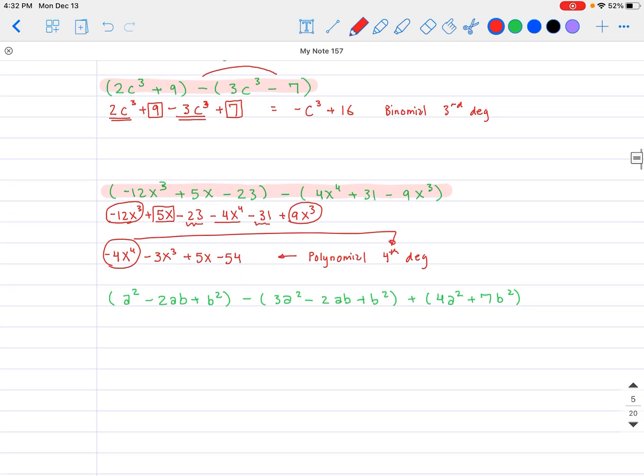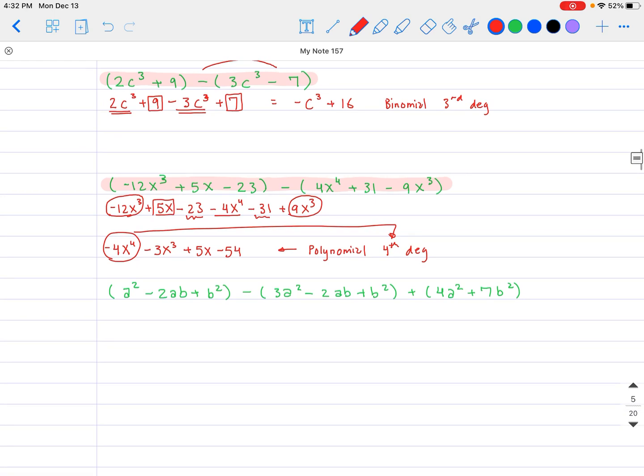Okay. Now for this final last one, we have 3 different expressions that we're going to add and subtract. So, no problem here. It's just a matter of keeping organized all your work together. Okay. So the first part, let's go ahead and add all these together. So I am looking at a squared minus 2ab and then plus b squared.